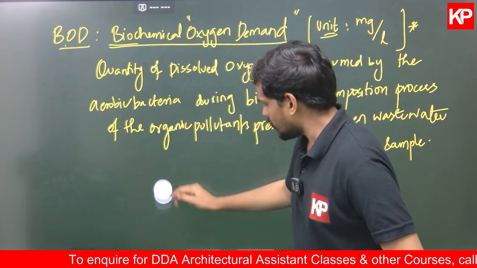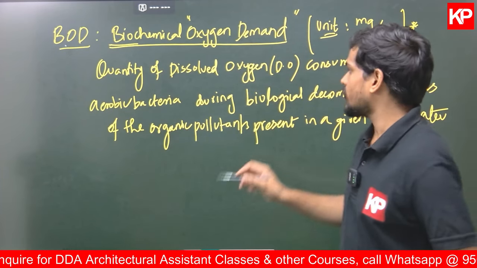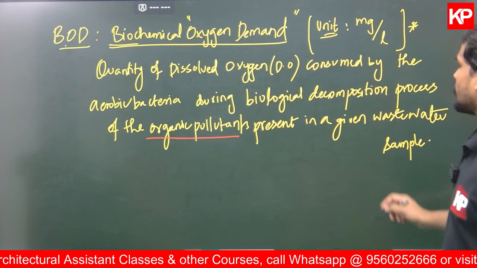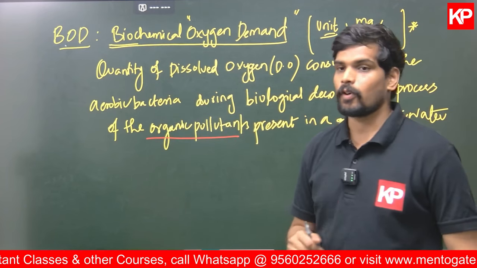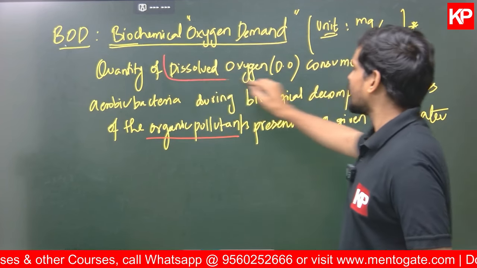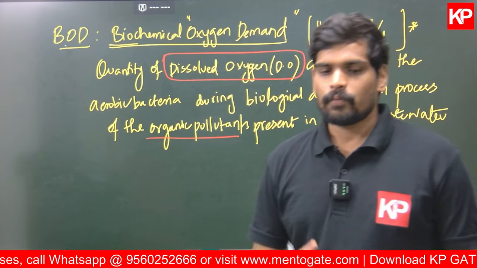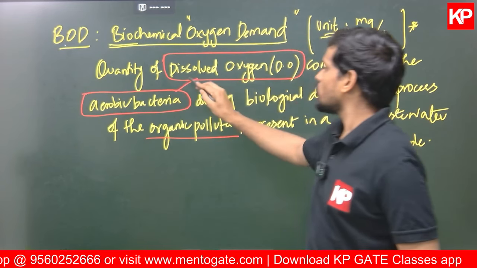Now, to understand some key areas within this definition, the first thing you need to understand is this is a measure of organic pollutants. The second thing is it is an aerobic process where bacteria does it in the presence of oxygen. And most importantly, understanding dissolved oxygen also. So what is dissolved oxygen? The aerobic bacteria which we are talking about consumes dissolved oxygen.